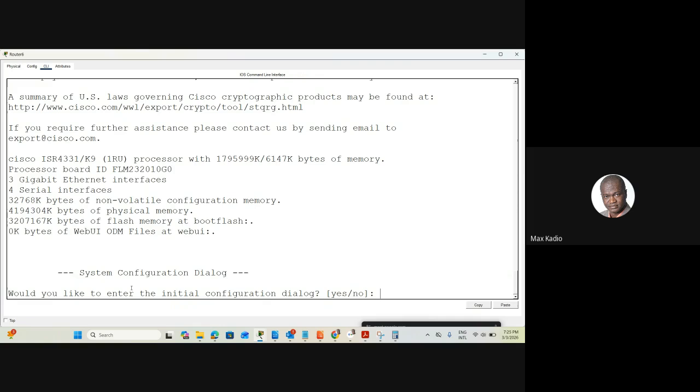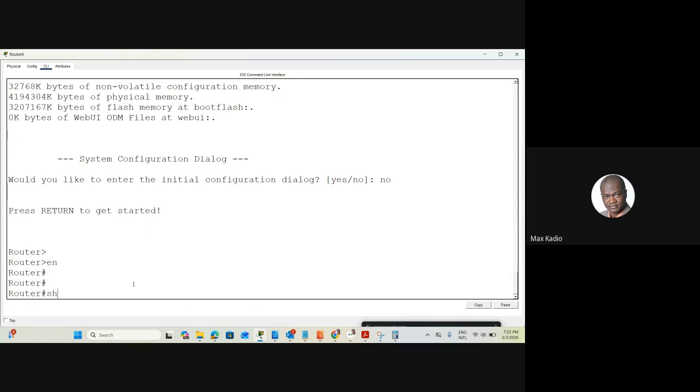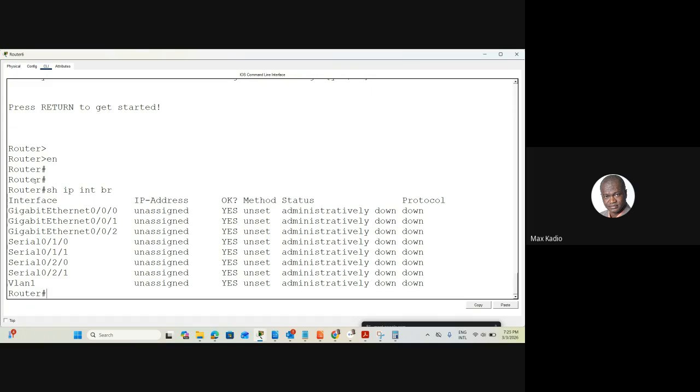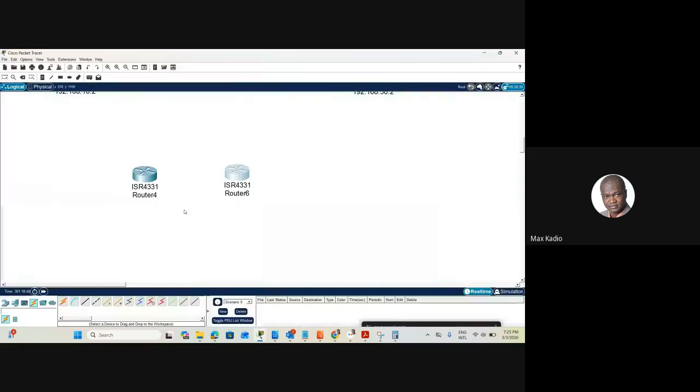Okay. If it's asking questions, say no. If you don't say no, it's going to guide you with a lot of questions. Enable, show IP interface brief to view all the ports on the device. Now you can also see that this one also has serial. So both routers have serials.